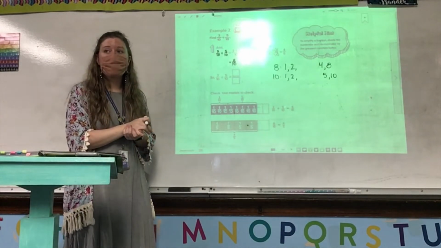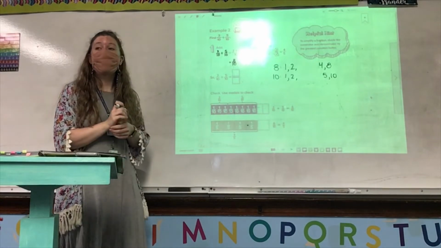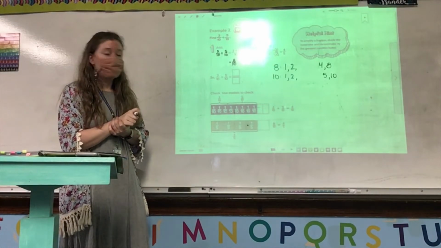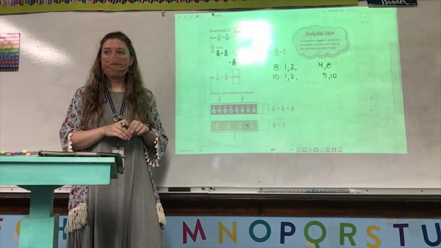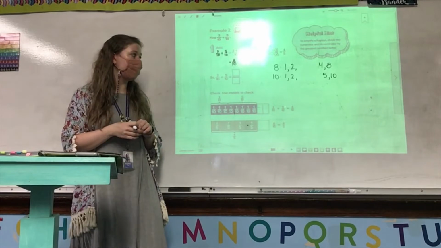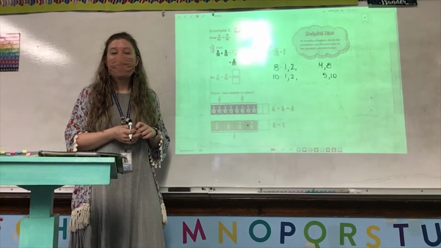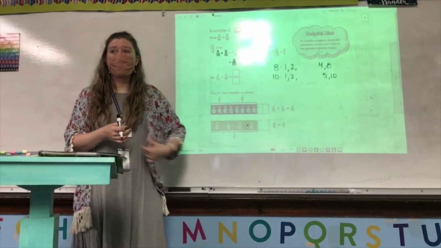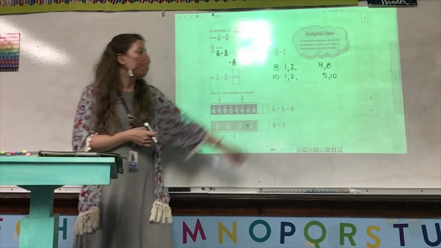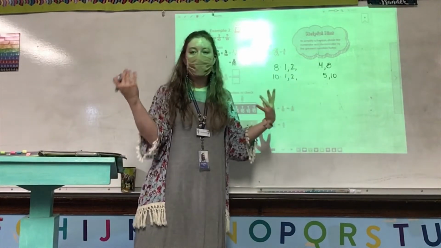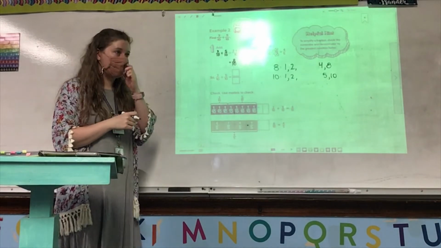Is 3 a factor of 10? No, because 3 times 3 is 9 and 3 times 4 is 12 and 10 is between. What about 4? No, because 4 times 2 is 8 and 4 times 3 is 12, and 10 is between. So 4 is not a factor. Now 5. Do we have to try it? No, because it's already up there. So we can stop.